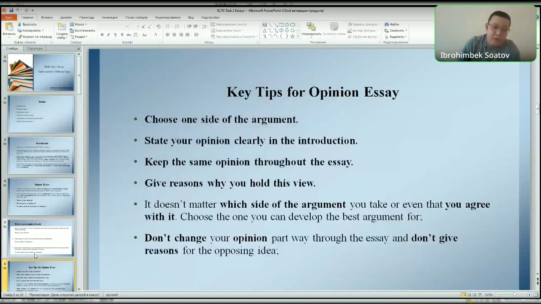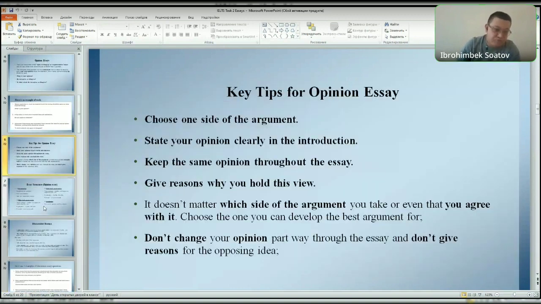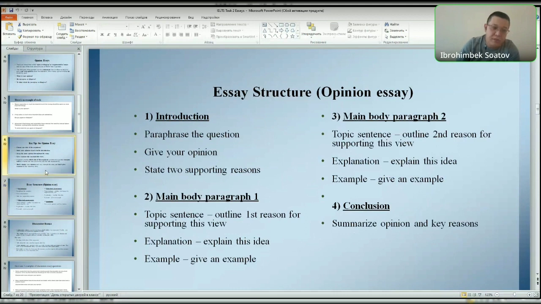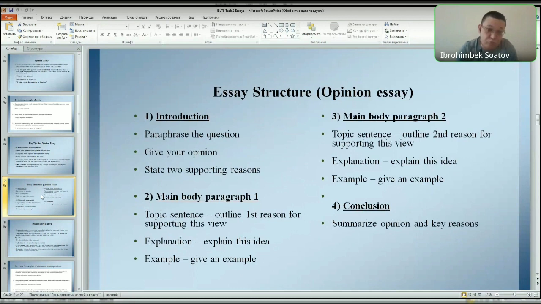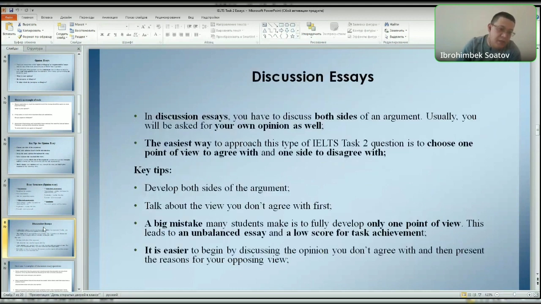So here you can see our basic structure of the opinion essay: introduction, main body paragraphs, conclusion, in 4 parts. And the next type of essay is the discussion essay. The discussion essay has some similarities and differences with the opinion essay.